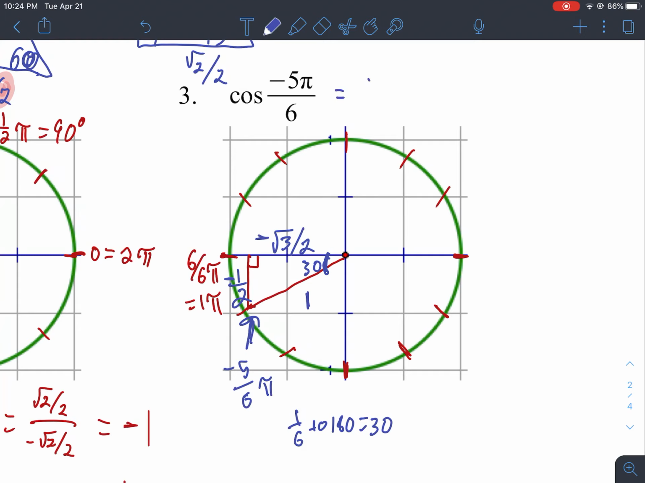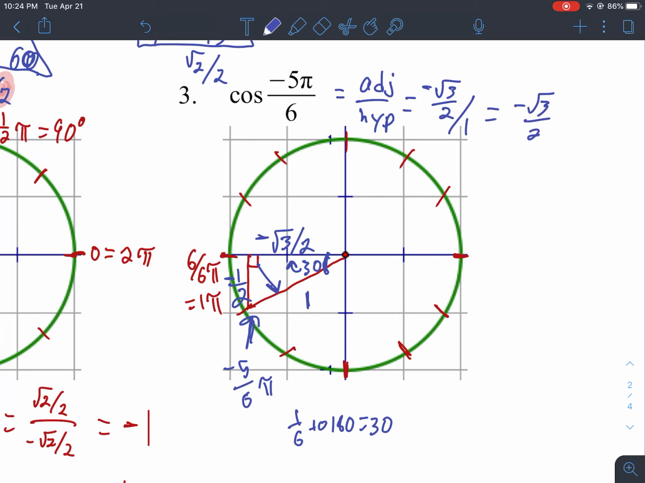Okay, now the cosine ratio, CAH, is adjacent over hypotenuse. Now the adjacent side is the touching side, and the hypotenuse is the side opposite the right angle. So it's negative square root of 3 over 2 over 1, but that doesn't do anything. So it's just negative square root of 3 over 2. And I hope I explained that fairly clearly. We'll talk to you guys soon.